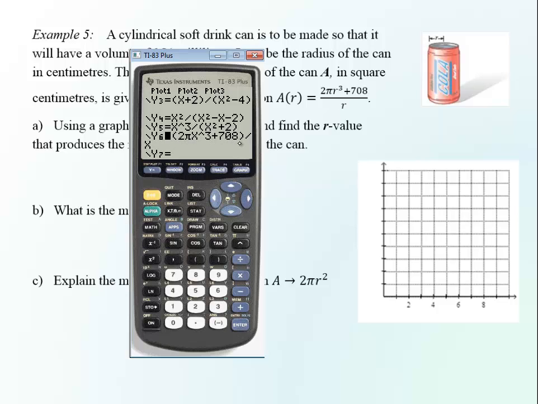So here we have introduced our function, (2 pi x cubed plus 708) divided by x. Instead of r we have x. Let's use the window to see the shape better. From -10 to 10 is okay, but for the y value I would even go with 2000, so we can see a little bit more of the function, from -2000 to 2000. There's a left-hand branch that we didn't even consider because our interest is from 0 to 10 only.